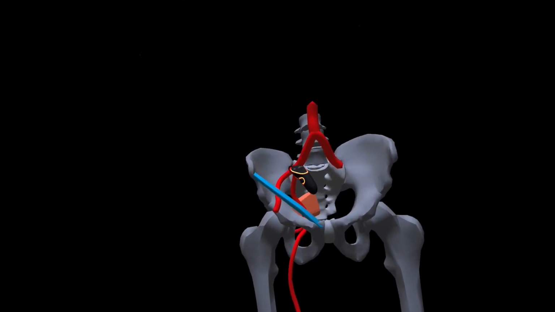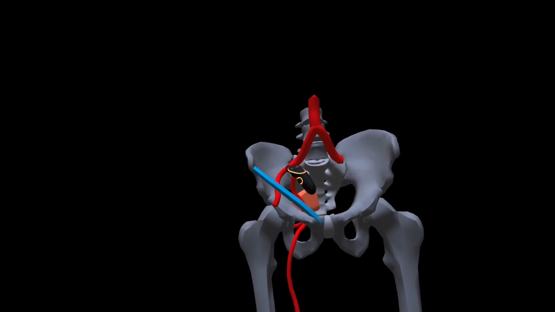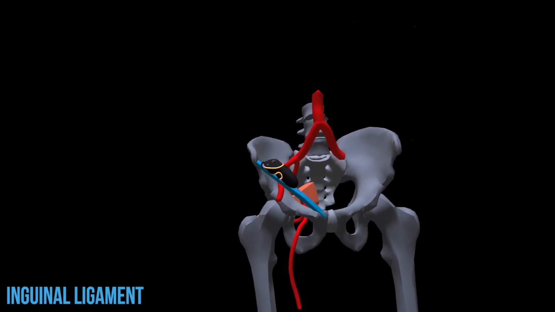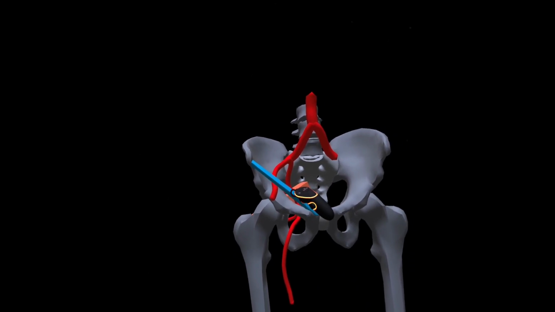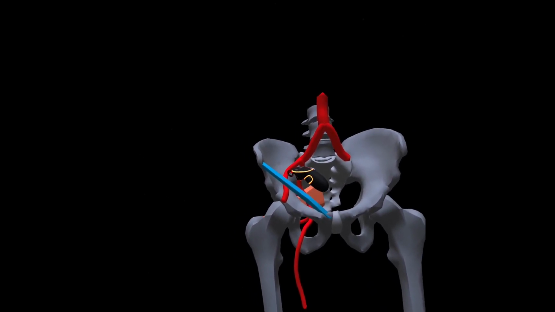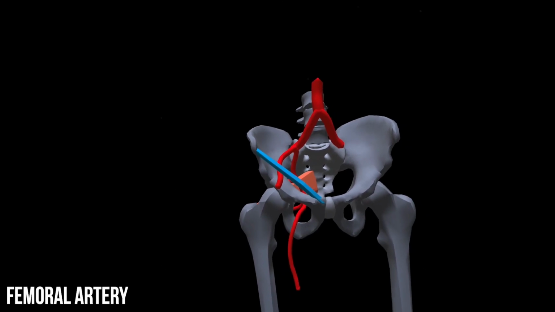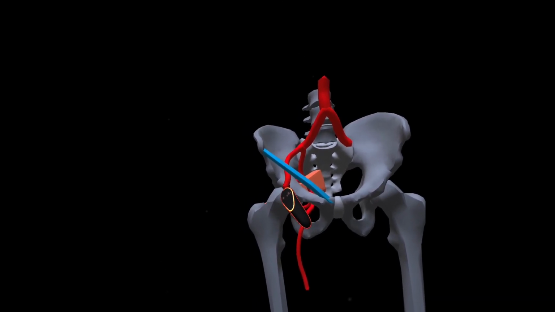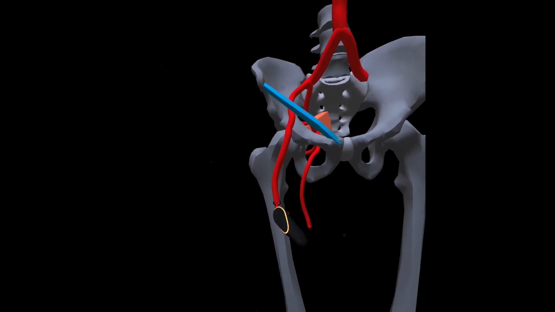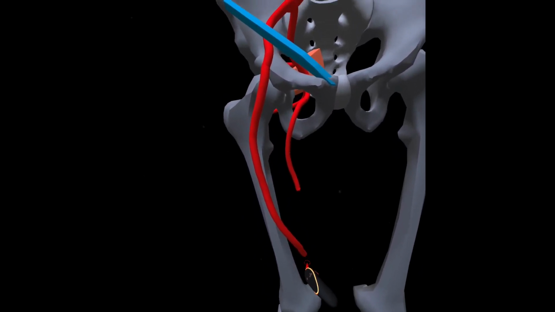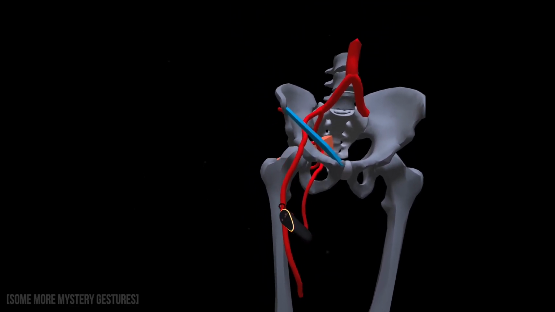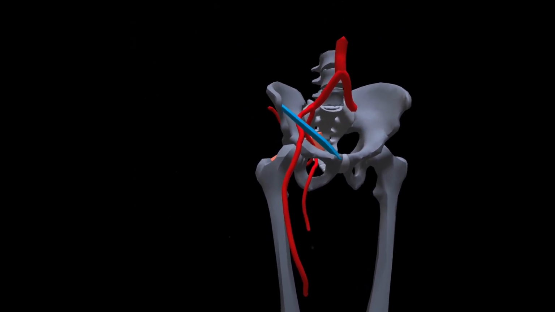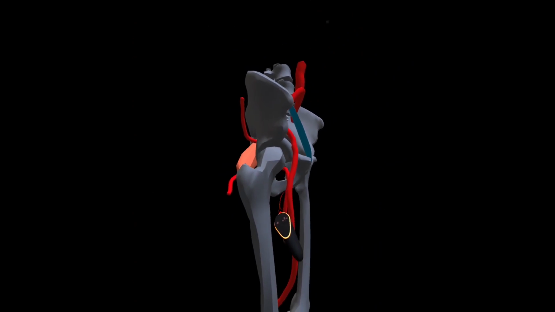But what about the external iliac? Well, this continues into the thigh by running under a structure known as the inguinal ligament. As it passes under the ligament, it changes its name to become the femoral artery. This enters the thigh and runs nearly the entire length of the anterior compartment. Proximally, it gives off a branch that heads posteriorly.